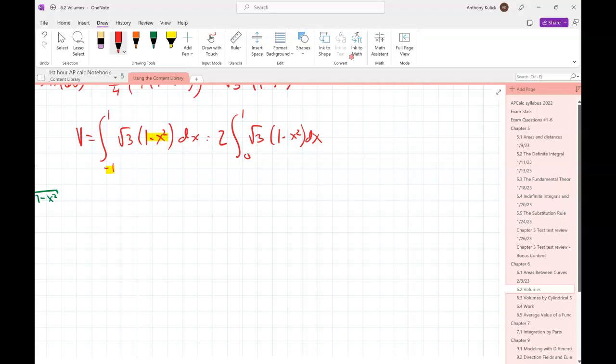Is it a disaster if you don't? No, but it saves us a little bit of annoying computation, right? Because plugging 0 into this is going to be massively nicer. And I'm going to pull the square root 3 out as well.